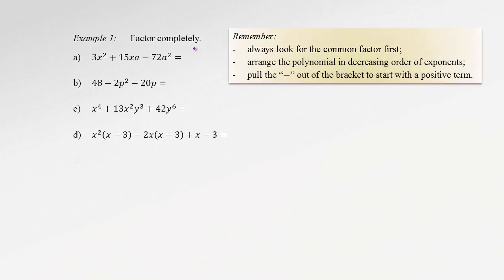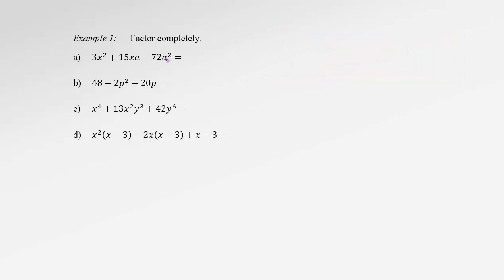Let's try those examples. Factor completely. Remember, anytime we try to factor, always look for the common factor first. Also, it's a good idea to keep in mind that we should arrange the polynomial in decreasing order of exponents, as well as pull the negative out of the bracket to start with a positive term. So, in the first case, what is our common factor? Well, it's 3 for sure, and there's no x and no a, so just 3.